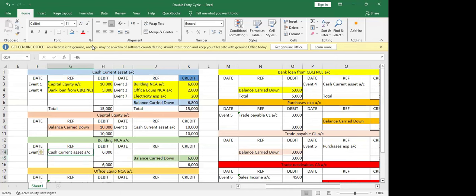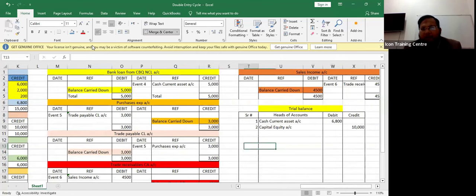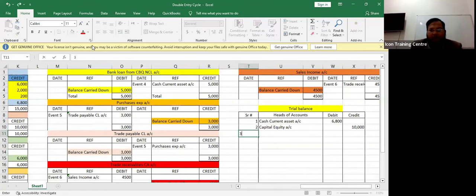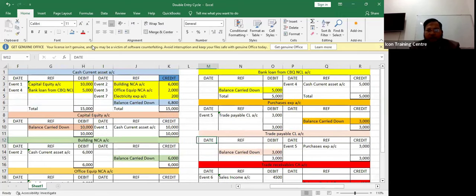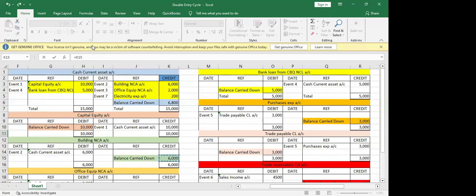Again, just have a look. While we have event two, our building was increased because of 6,000, and the reason was cash, because we purchased the building by paying cash. So this is the only entry in the building account. The total comes out to be 6,000, and the balance carried down will be 6,000. So we will write here number three, and we put the name of the head of account, which is building account. And the balance will be debit balance, so you'll write here debit balance 6,000.